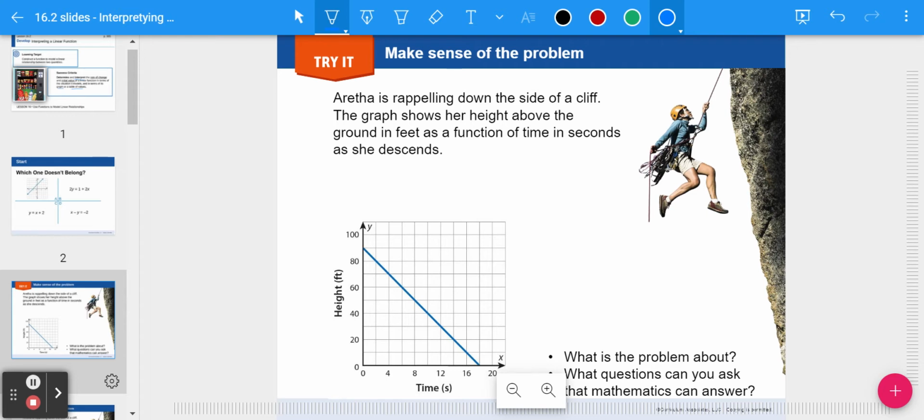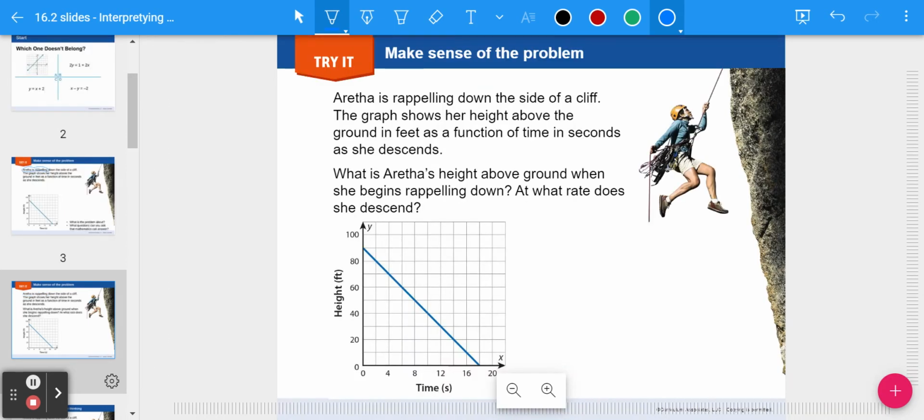So what is this problem about? Well, she's rappelling down the side of a cliff. So what does this mean for what we know about functions? Well, if I just look at this graph without even reading the situation, I might have an idea of what's going on. Something is going down in height over time, which is exactly what this is about. And since we know it's her going down a cliff, the next question is, what is Aretha's height above ground when she begins rappelling down, and at what rate does she descend?